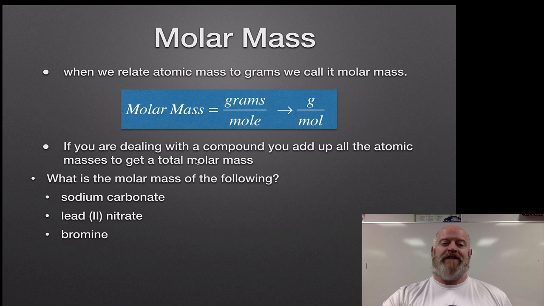Now, when you're dealing with compounds, we need to add them all up. It's really easy to find the molar mass of a single element because that's just its atomic mass. But if you have a bigger compound, you need to be able to add them all up. So we're going to do a little practice problem now on the board. We know that the molar mass is grams per mole, and we want to add up all the atomic masses for whatever compound we're working with. So let's go to sodium carbonate and work that one out together. First thing we want to know is its formula, and then we want to have our masses. You're going to need your periodic tables with you to do this.